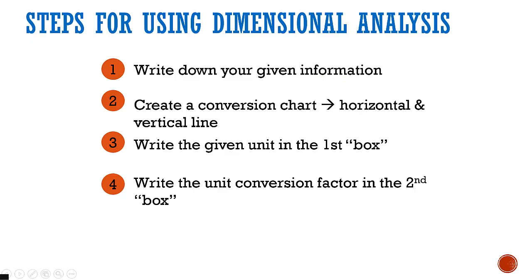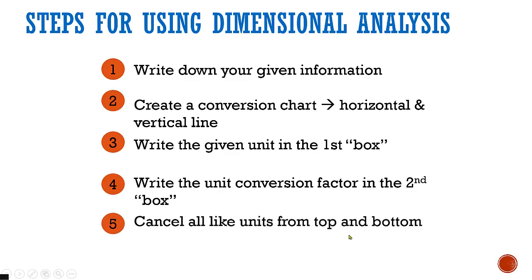Now, eventually we're going to get to the point where we can say, oh, this is a 3-step conversion problem. This is a 4-step conversion problem. By steps, I mean boxes. Our first box is always given, and then we'll have as many conversion boxes as we need as we go along. Once we have this set up, okay, we're going to cancel all units from the top and bottom.